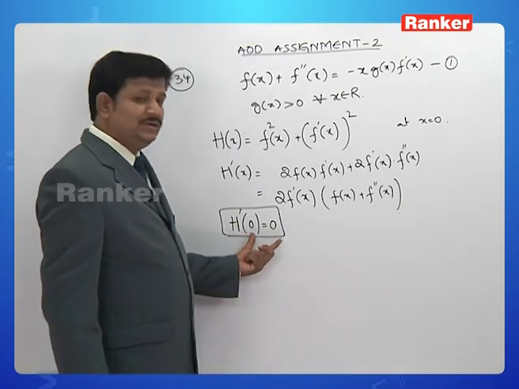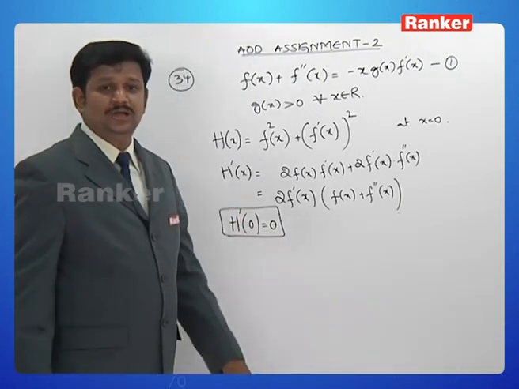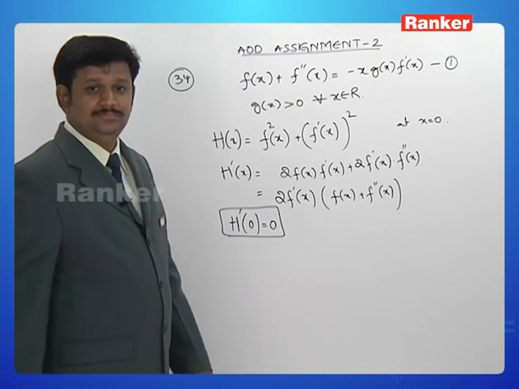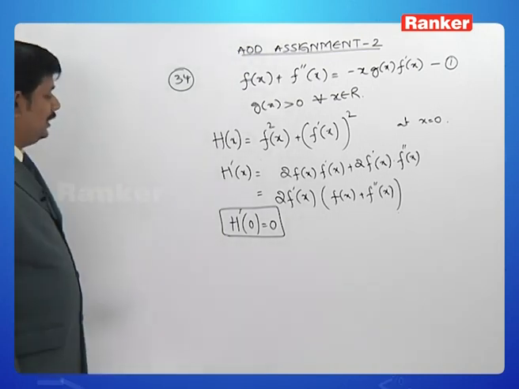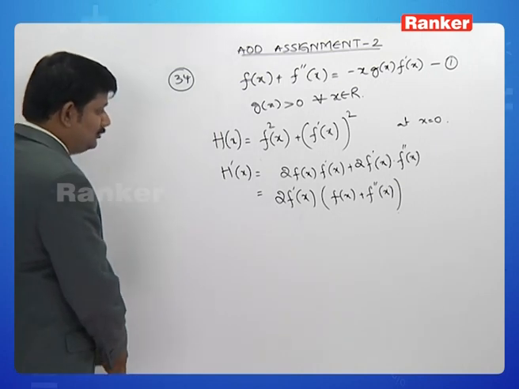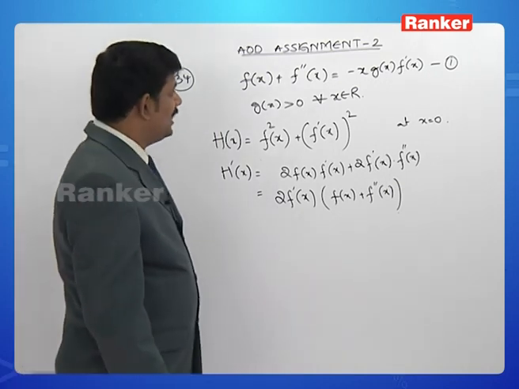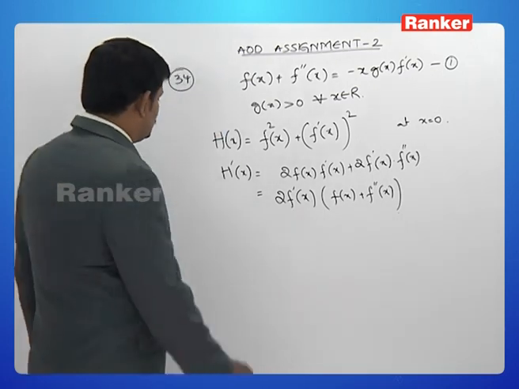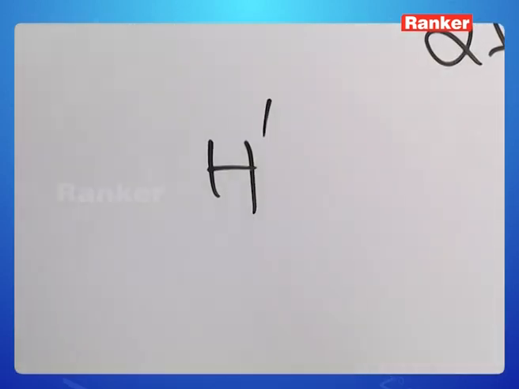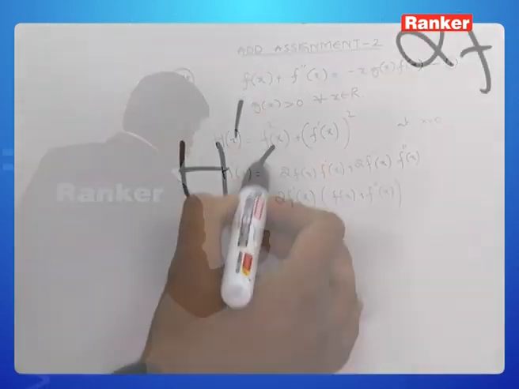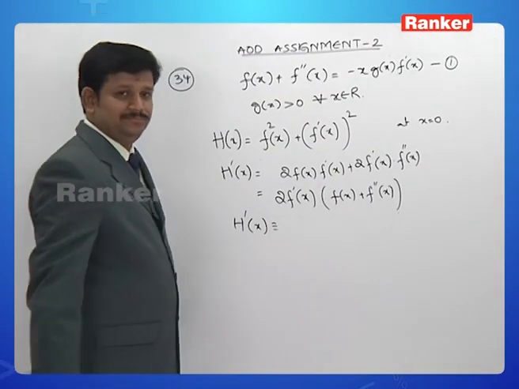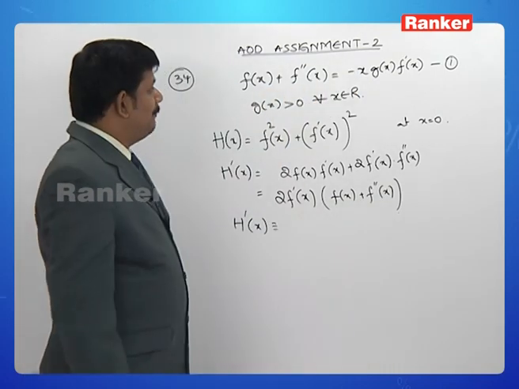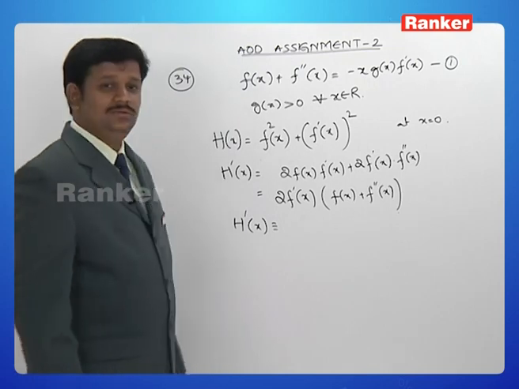So, once h dash of 0 is 0, h of x has to be either a local maxima or local minima or a point of inflection. At x equal to 0, we have to investigate for either local maxima or local minima or a point of inflection. Now, for that, instead of going for the second derivative, we can focus on the first derivative test. f of x plus f double dash of x, we can replace it by minus x into g of x into f dash of x.